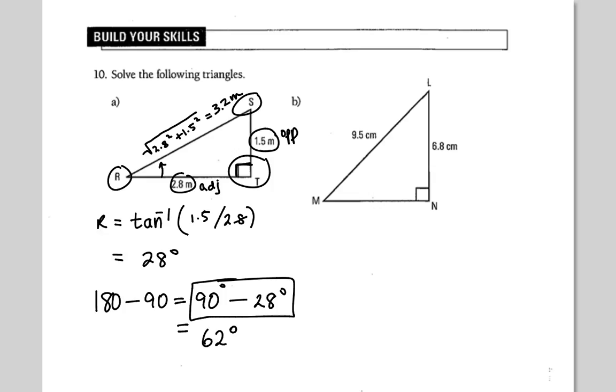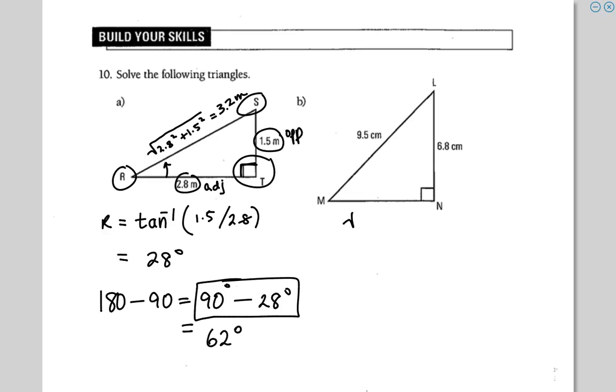This triangle down in the bottom here is a short side Pythagoras, so I will start with the hypotenuse and subtract. Remember, that's from the first lesson. 9.5 squared, take away 6.8 squared. I got 6.6.